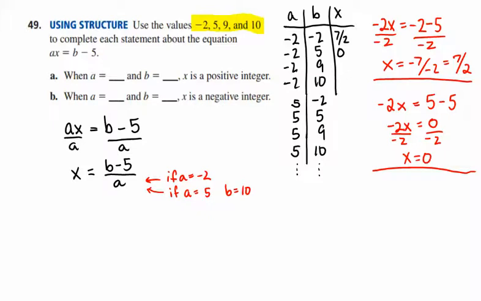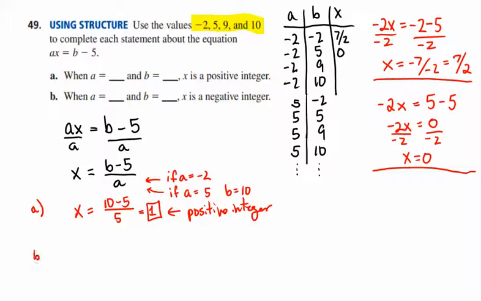So 10 minus 5, x equals 10 minus 5 over 5, which equals 5 over 5, which is equal to 1, which is a positive integer. All right. Now, there may be other values that will work as well, but actually I think none of them do. There is only one answer that satisfies the above. So this would be for part A then.